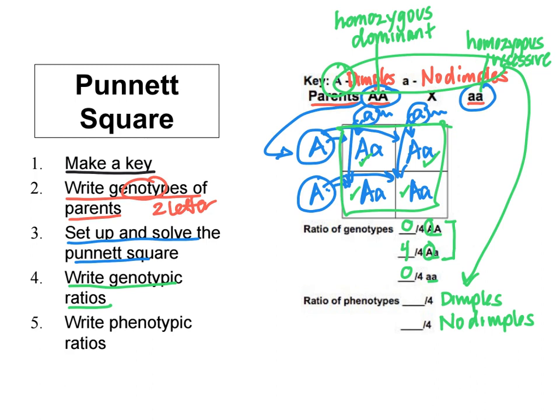So if I look here, none of these guys have dimples, but 4 of these guys do. So 4 out of 4 of my offspring are going to have dimples. The only one that would have no dimples would be a genotype that does not have a big A in it. That would be the homozygous recessive, and I don't have any of those. This means that all of my offspring are going to have dimples.